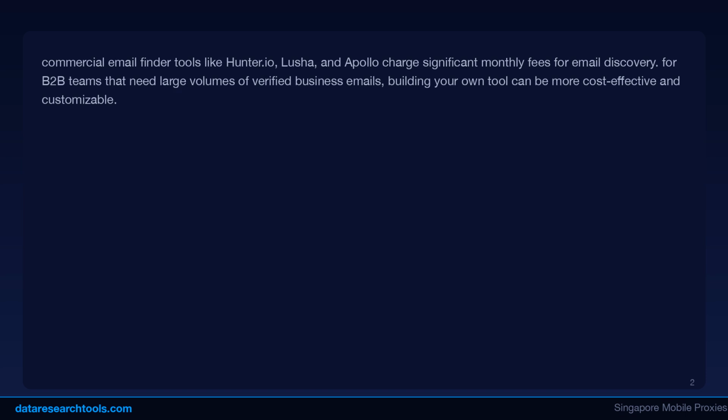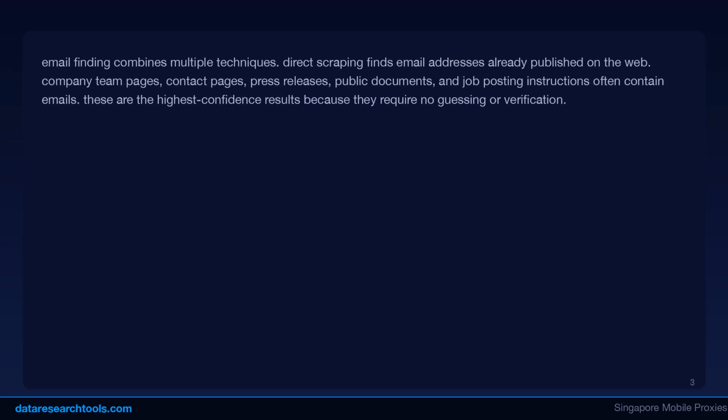When you find one or more email addresses from a company, you can determine their naming convention and apply it to generate candidate addresses for other employees. If you discover john.smith at company.com, you can reasonably predict that jane.doe at company.com follows the same pattern.